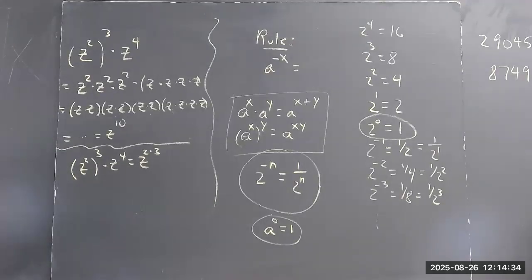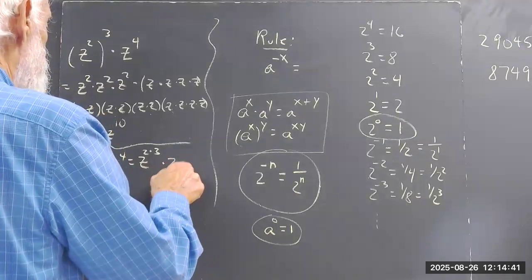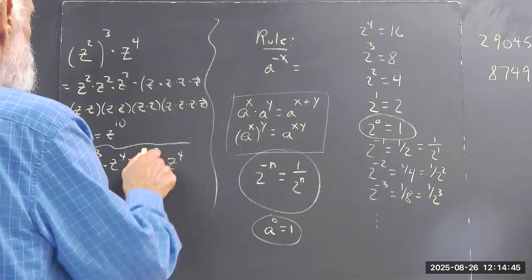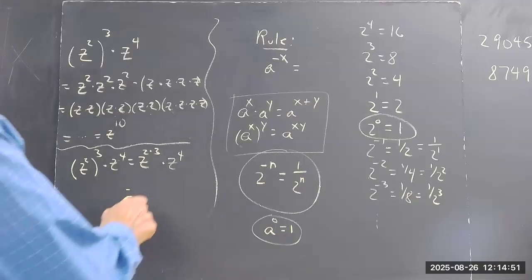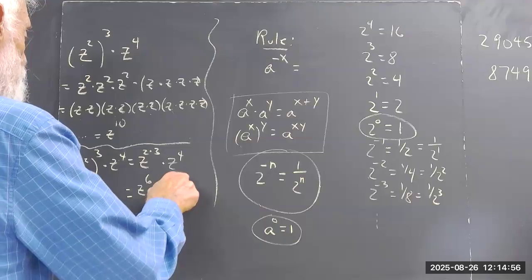Can you read that? I need to write it bigger. And then that's multiplied by z to the 4th. Well, what does that equal? 2 times 3. What's the easiest thing to simplify here? 2 times 3, that's 6, right? So we do z to the 6th times z to the 4th.